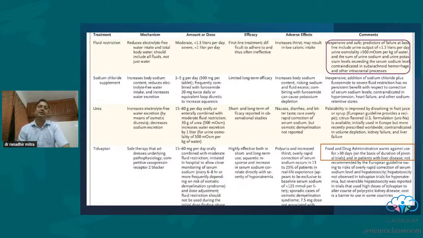And then when you are using tolvaptan, you have to be very careful. You have to monitor sodium, because normally in those cases osmotic demyelination happens because of unregulated or prolonged use of tolvaptan.